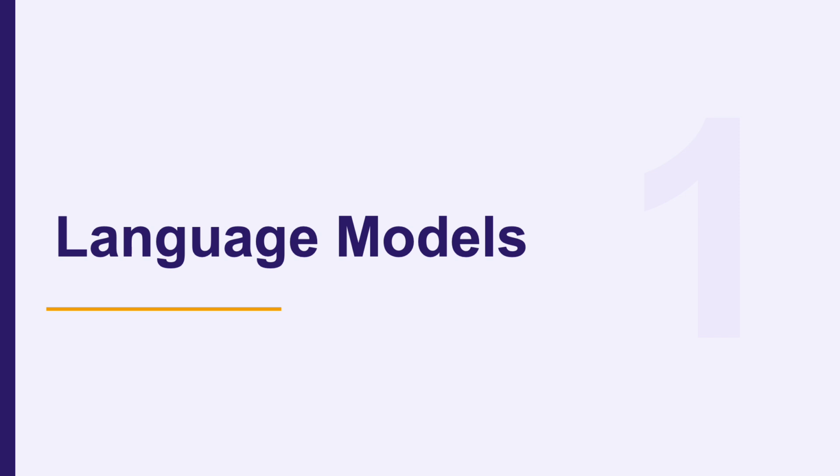So, a language model is a system that assigns probabilities to sequences of words. It answers the question, how likely is this sequence of words to appear in natural language? This turns out to be an extremely useful thing to be able to compute. Language models are the core building blocks of almost every modern NLP system.